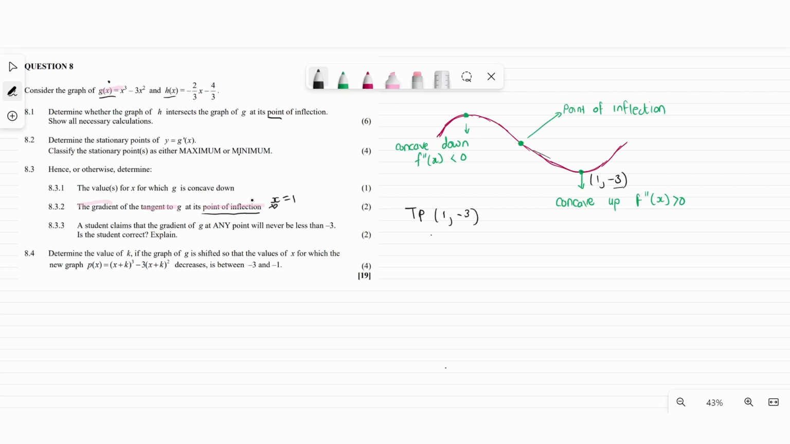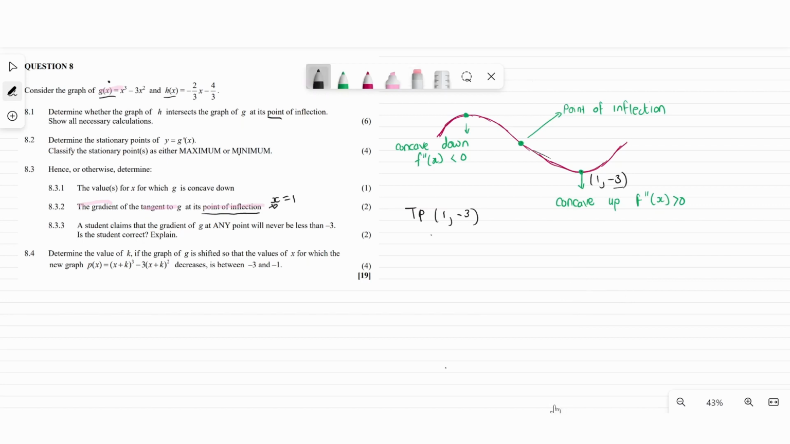If we have a graph and we sketch it like that, there isn't any value lower here. The values end here at negative 3 because negative 3 is the q value from the turning point. You get me? So since it ends at negative 3, because negative 3 is the turning point, the student's claims are correct.